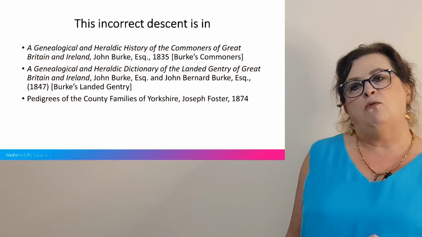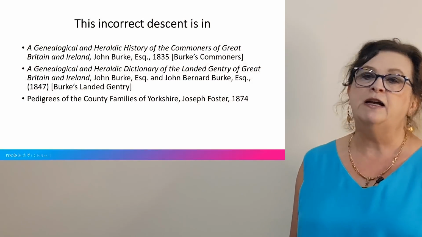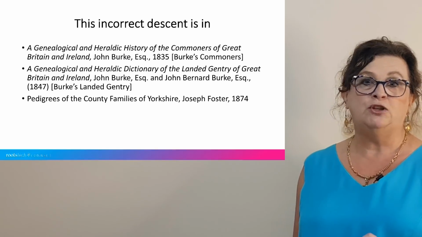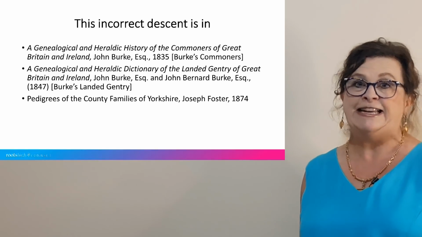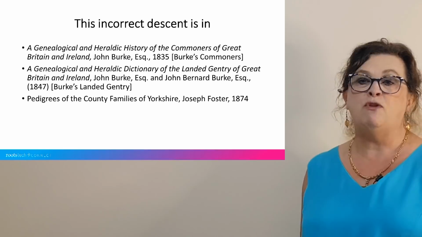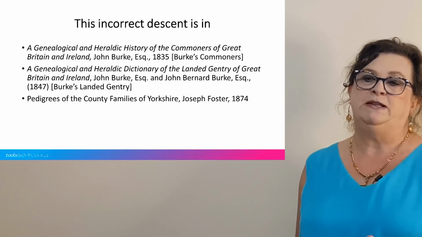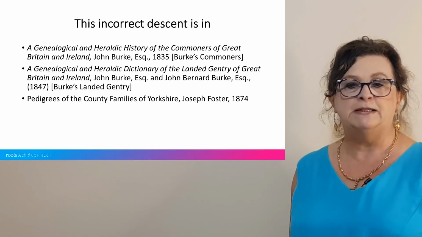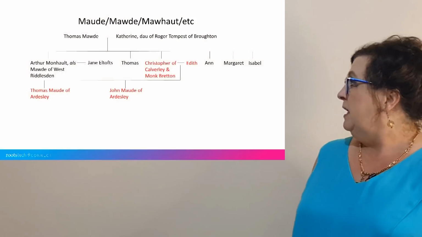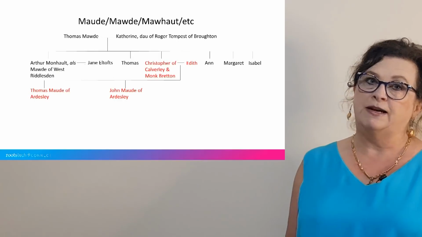This incorrect chart was first, as far as I can discover, printed by John Burke, the original publisher of Burke's Peerage, in 1835. It was then repeated in other noted publications. But once something is in print, it keeps being found and the errors persist. This is the family of the correct Christopher.